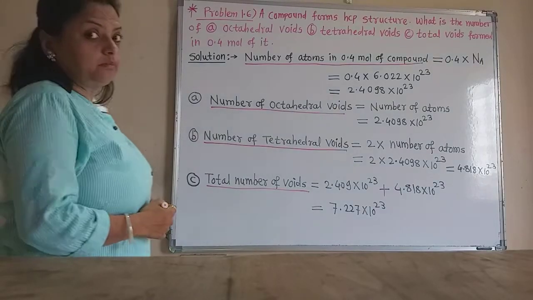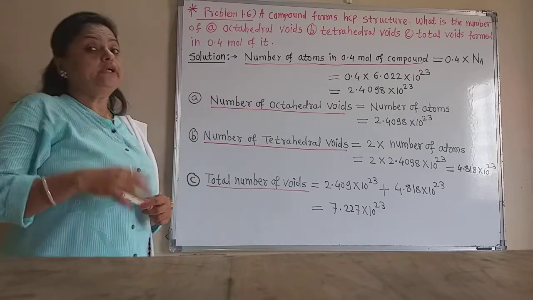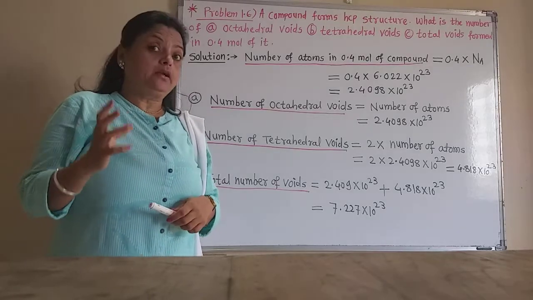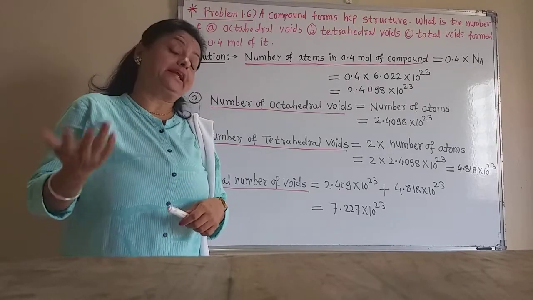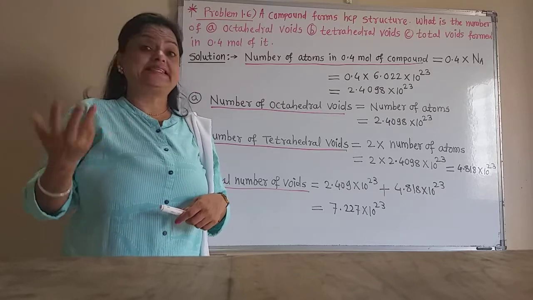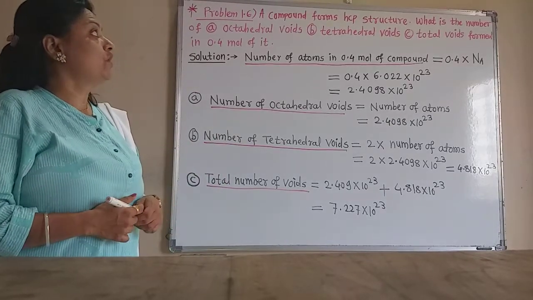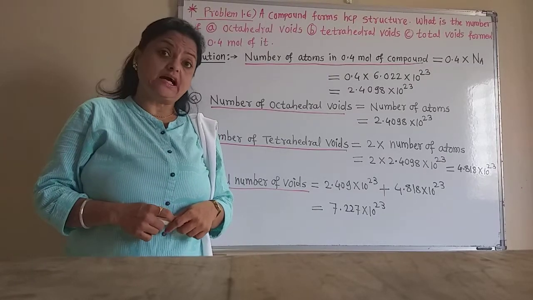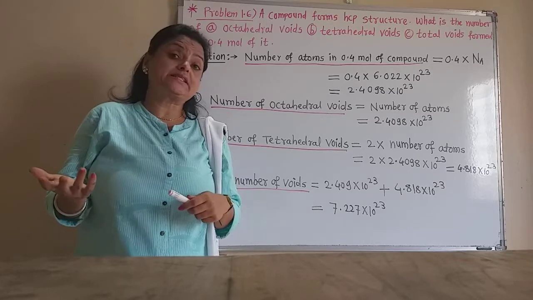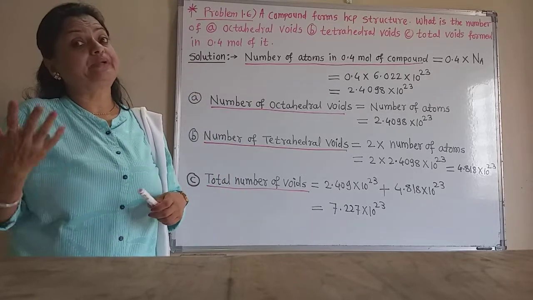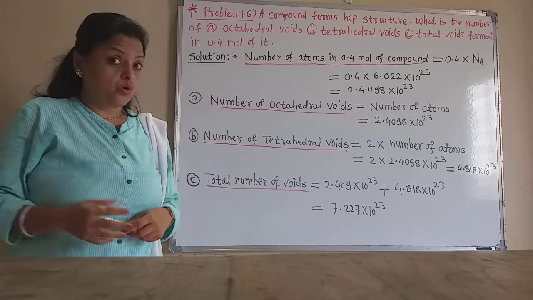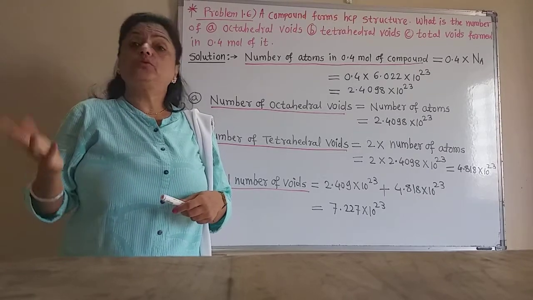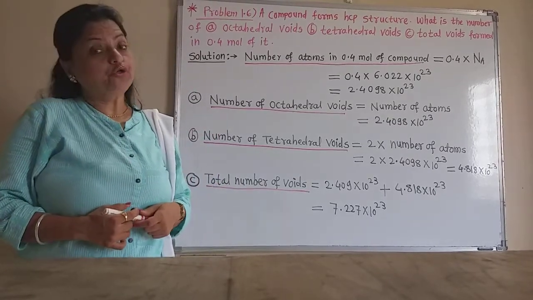Now let us learn the problem number 1.6. What is this problem? In this problem we have to calculate the number of octahedral voids and number of tetrahedral voids. In the face centered cubic unit cell, both voids are there. Now we know that the number of tetrahedral voids is always 2 times the number of atoms present in the compound, and the number of octahedral voids is the same as the number of atoms present in that compound or unit cell.